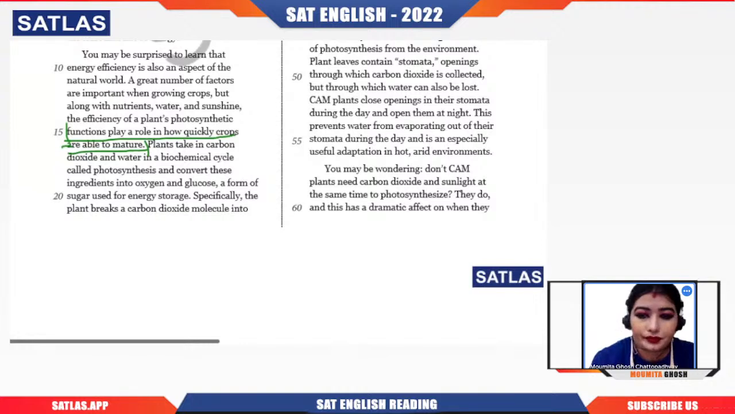So whenever the author is saying that crops are able to mature quickly, it means that they are using chemical fertilizer on the plants, which is very harmful. As a result, if you plant a seedling or a seed and give chemical fertilizer to that plant, you will see that within a week it starts giving fruits or flowers.